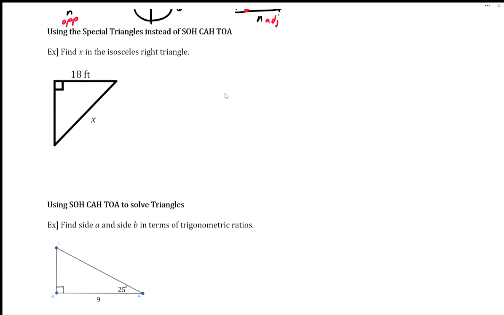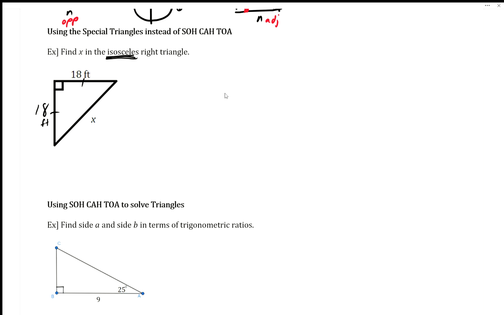All right, so in this example, it says find x in the isosceles right triangle. Isosceles means that two sides have to be the same. In this case, it would be those two sides because the hypotenuse is always the longest, so the hypotenuse can't be equal to another side. So that means this must be 18. Those two sides are 18 feet.